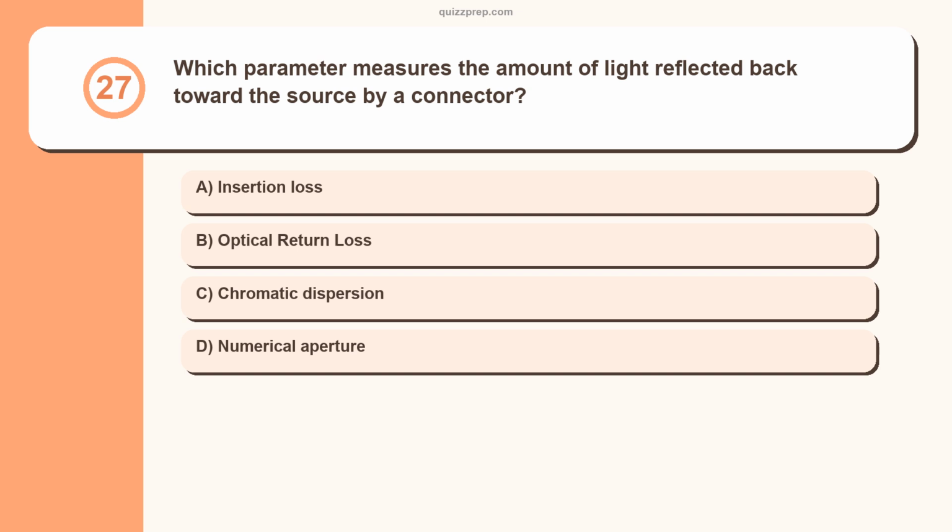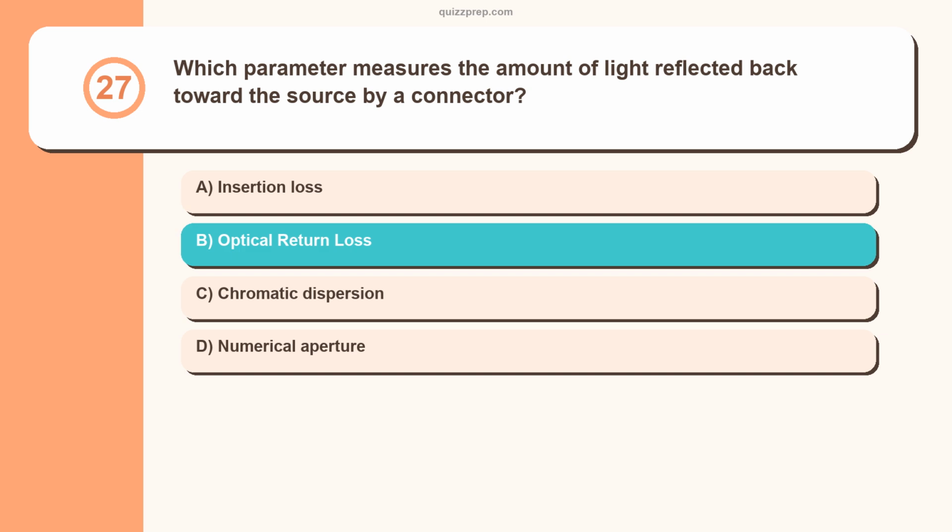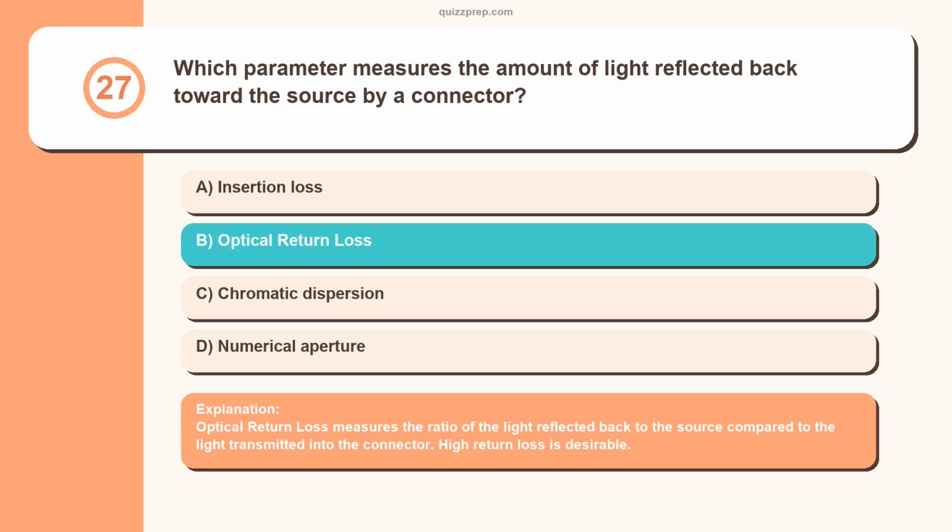Question 27. Which parameter measures the amount of light reflected back toward the source by a connector? Insertion loss, optical return loss, chromatic dispersion, numerical aperture. Optical return loss measures the ratio of the light reflected back to the source compared to the light transmitted into the connector. High return loss is desirable.